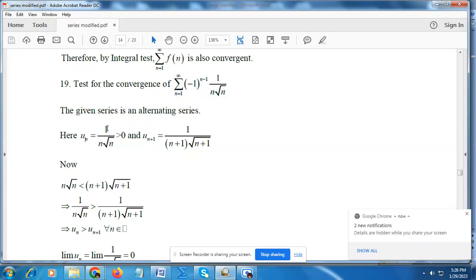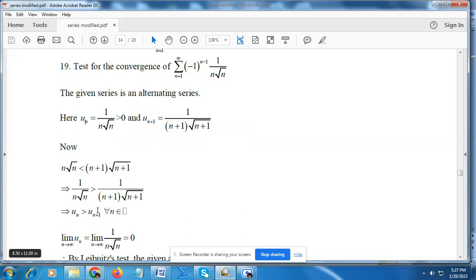You write 1 by n root n, which is greater than 0. And un plus 1 is simply replacing n with n plus 1. To prove un greater than un plus 1, you write n root n is certainly less than n plus 1 root n plus 1. Take the reciprocal and the inequality will be reversed: 1 by n root n is greater than 1 by n plus 1 root n plus 1. So 1 by n root n is un, and 1 by n plus 1 root n plus 1 is un plus 1, for all n belongs to capital N. So the first condition is proved.